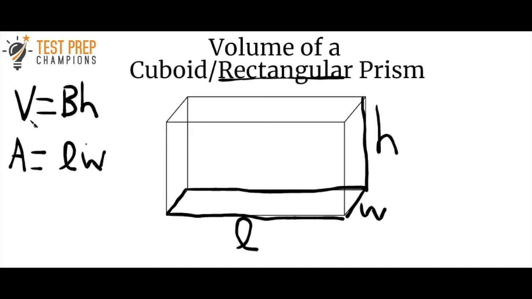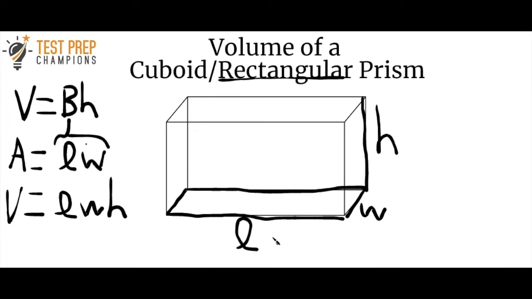Now that we know the formula for the area of the base is length times width, we can actually rewrite this formula. So we can rewrite it so that the volume of the rectangular prism is equal to the length times the width times the height. Since we know that the area of the base is equal to the length times the width, we can just rewrite the equation. Instead of putting the B in, we can just substitute the L and the W. So that's why the volume of the rectangular prism is equal to the length times the width times the height.